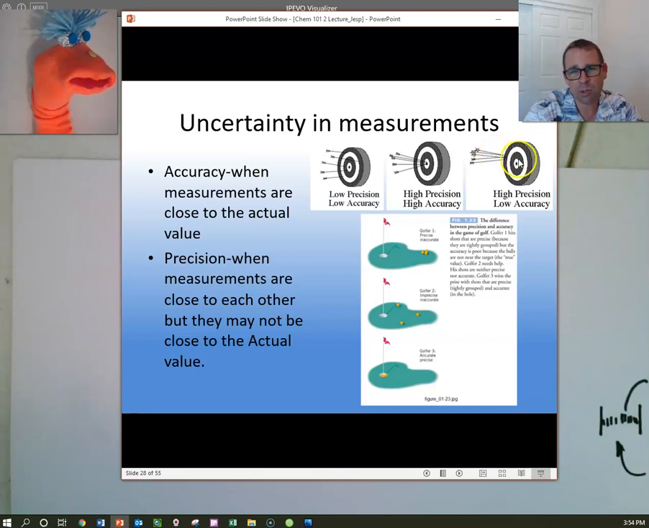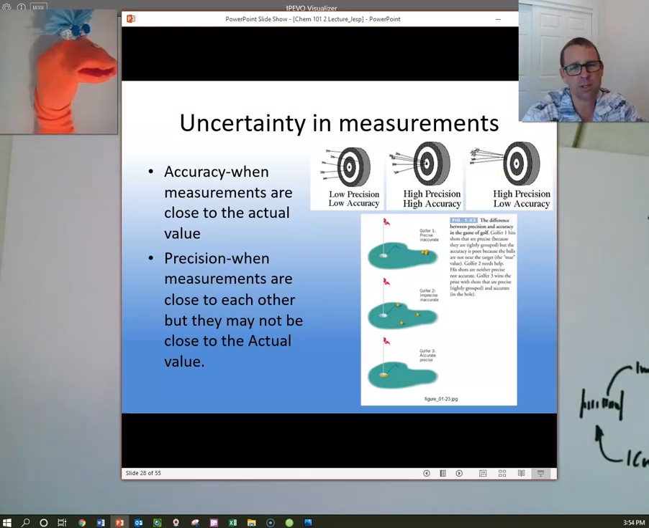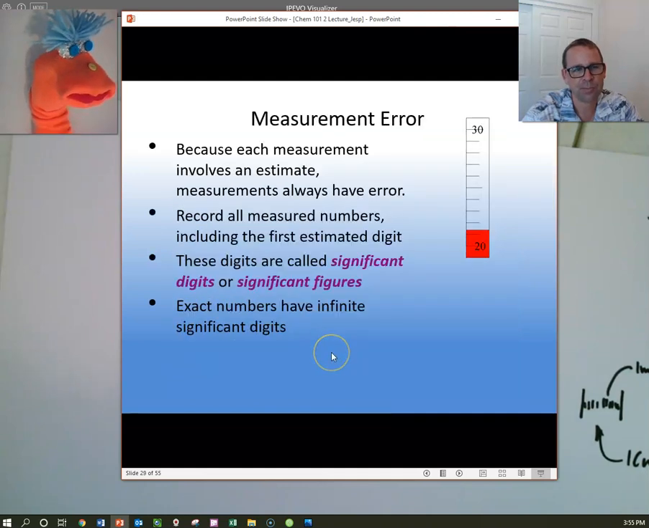Now, sometimes it's hard to remember which is accuracy and which is precision. The way that I remember it is if it's all clustered together like that, it looks kind of pretty. Like here we have our golf balls clustered together, and pretty sounds like precise. So precision is the cluster. Accuracy is if you're in the right location. All right.